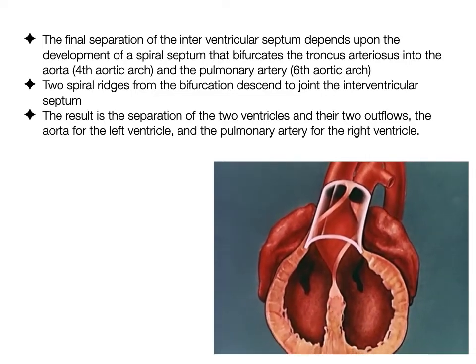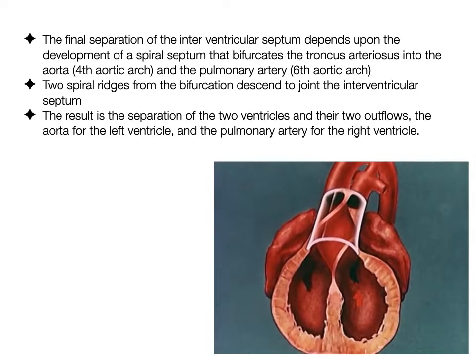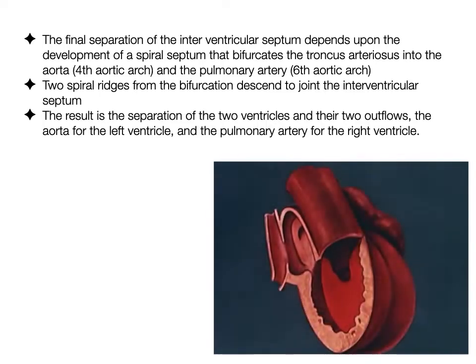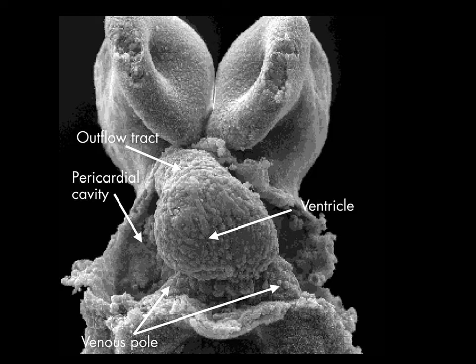Now you'll see how the blood flows out. That's the left ventricle to the aorta, and from the right ventricle to the pulmonary artery. Okay, so that's how the ventricles get separated. And now we'll see a couple of images of different stages of the development of the heart.